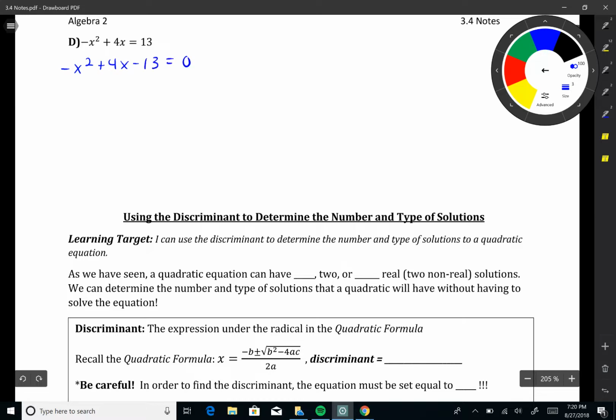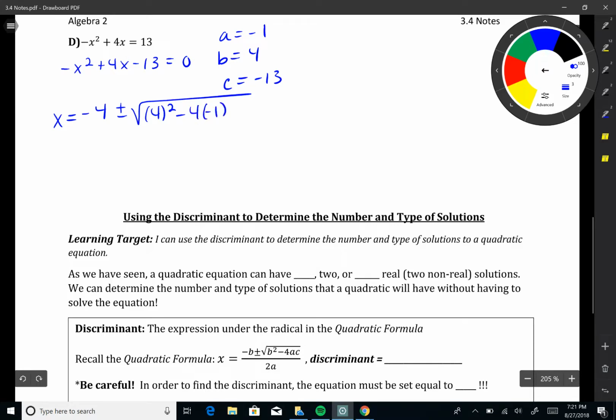Okay, so A is negative 1, B is 4, C is negative 13. Plugging these in my formula, x equals the opposite of b, negative 4, plus or minus the square root of b squared, 4 squared, minus 4 times a, negative 1, times c, negative 13, all over 2 times a, negative 1.